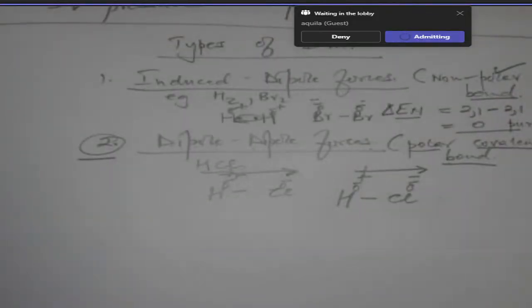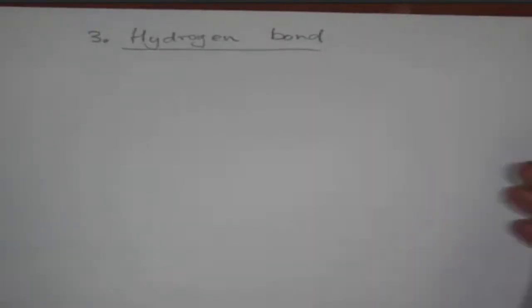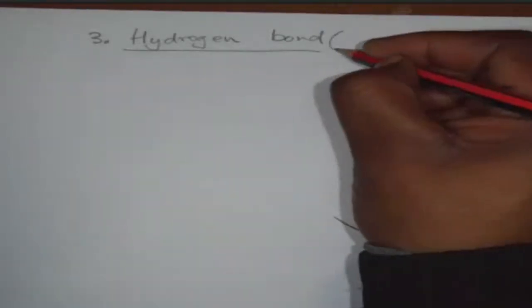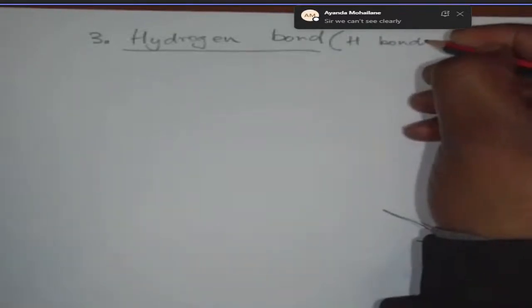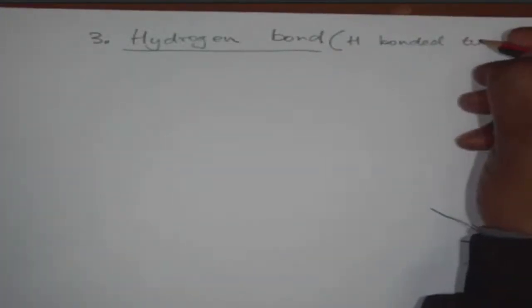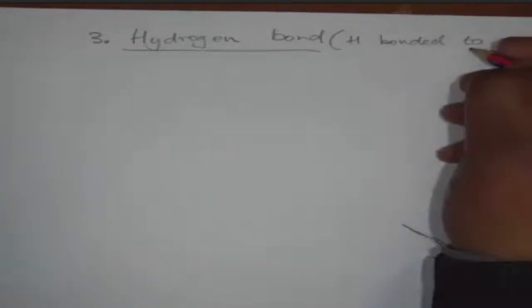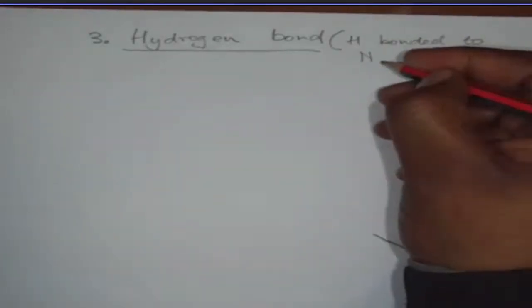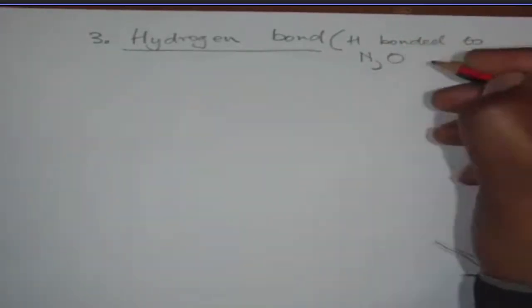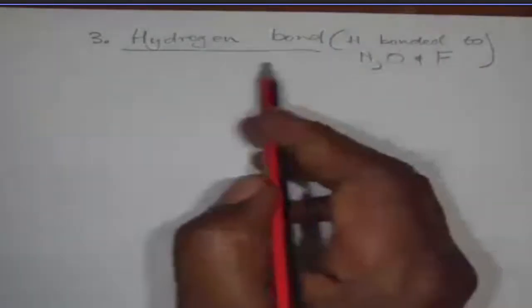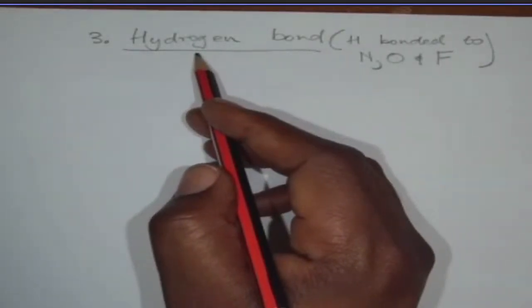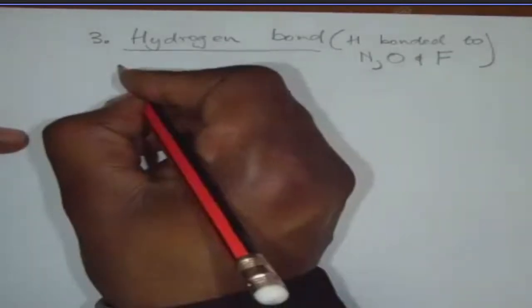Okay, Mr. Nambane. The hydrogen bond. If you see hydrogen bonded to either nitrogen, oxygen, and fluorine, we know definitely the type of intermolecular force present there will be hydrogen bond.